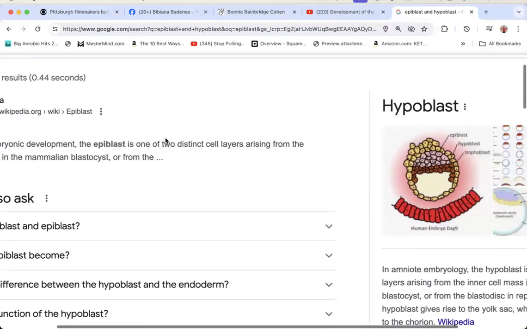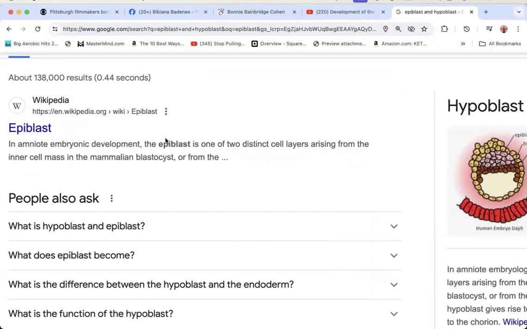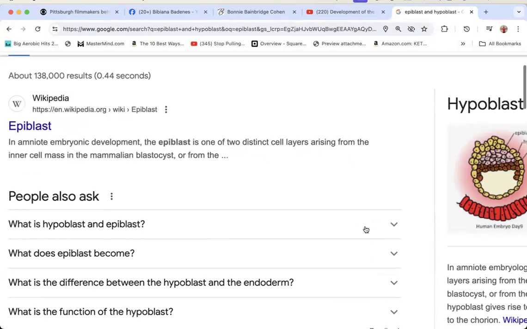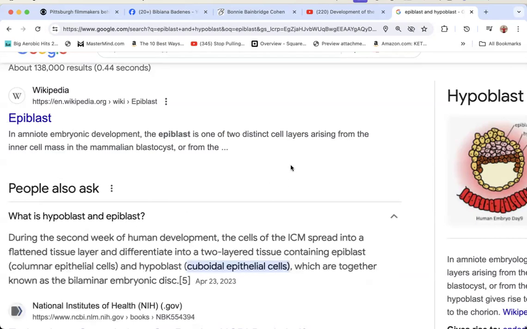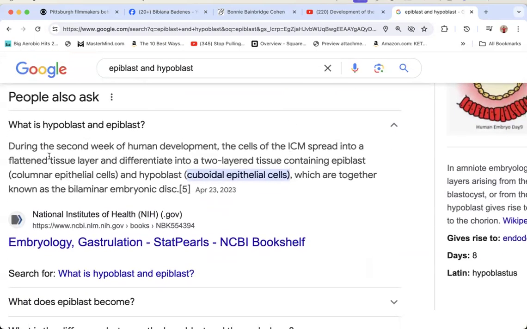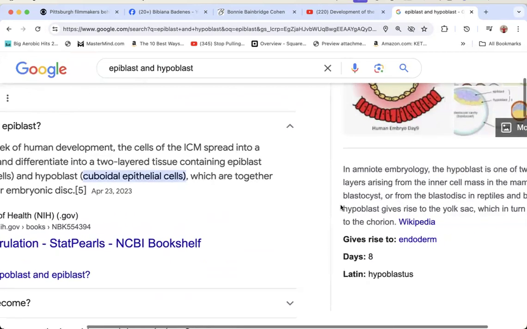And because epiblast and the hypoblast, you remember Bonnie talking about that? No, I don't. Here, can you see what I'm seeing? I put up epiblast. I'm reading the first sentence, but there is nothing more than that. It's embryonic development. The epiblast is one of the two distinct cell layers arising from the inner cell mass from the blastocyst. Oh, I see. So can you move it further just to see the photo? Yeah, here we go.